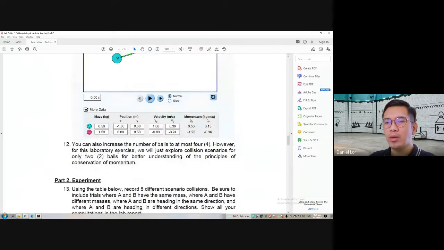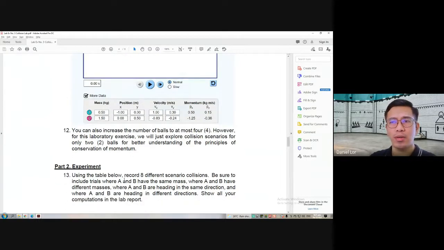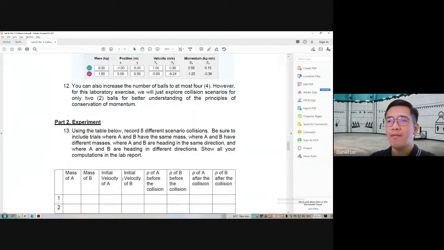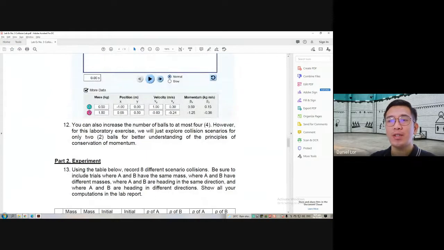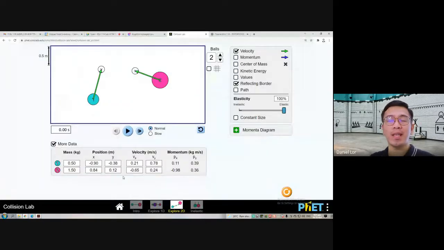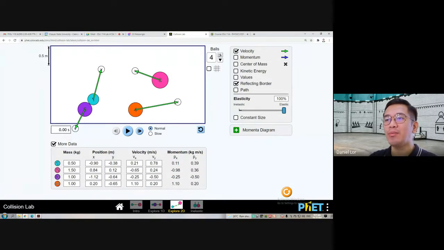Okay? You can also increase the number of balls to at most 4. However, as I've said earlier, for this laboratory exercise, we will just explore collision scenarios for only 2 balls for better understanding of the principles of conservation of momentum. However, if you have finished exploring or if you have mastered what happens to momentum between the collision of 2 balls, you can increase it to 3 to 4. Maximum of 4 ni siya.